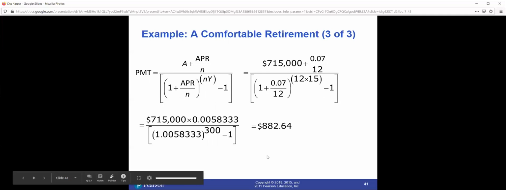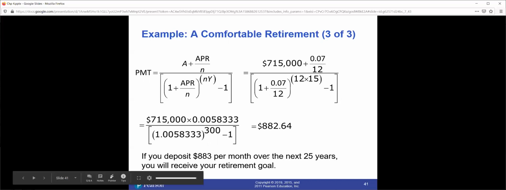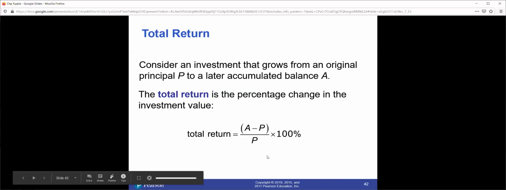That's a lot, right? Having $882 just to put away in savings is expensive, right? Not everyone can simply start a savings account and build it to the point where they can retire and just live off of their savings. So let's move on and talk about a couple other topics here.